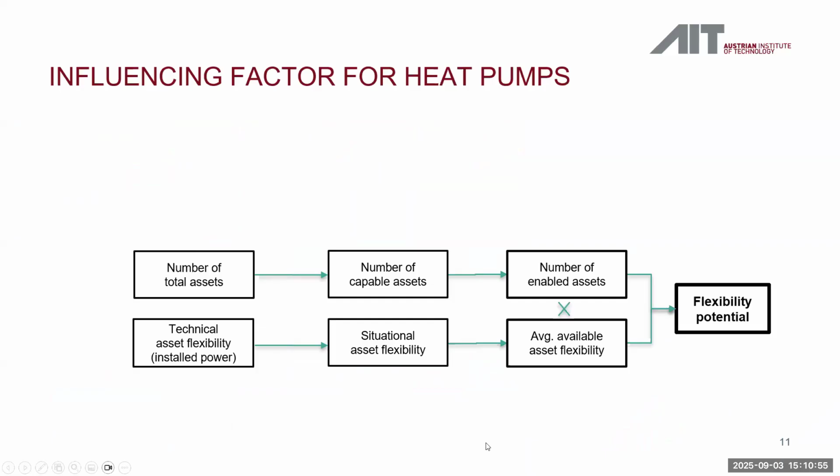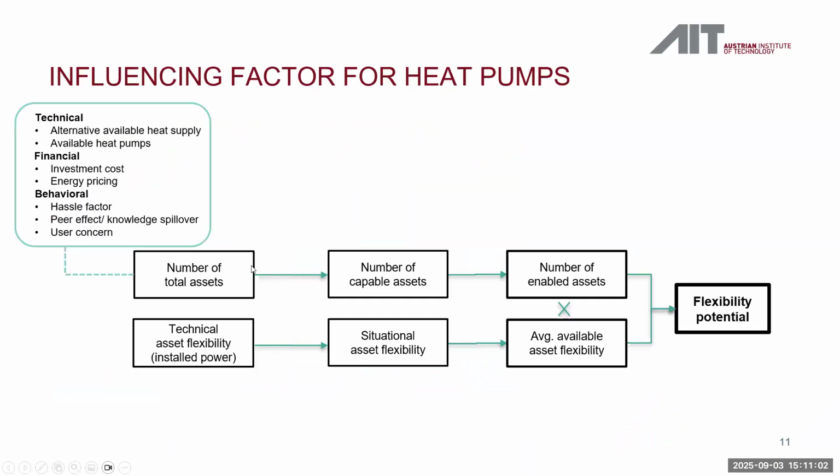The number of total assets is dependent on technical, financial, and behavioral factors. So first of all, what heat pumps are even available in the market and what alternative options for heat supply are there. Then, of course, what does it cost to install the heat pump and what is the energy pricing of operating it? Behavioral factors influencing the total number is the hassle factor, for example.